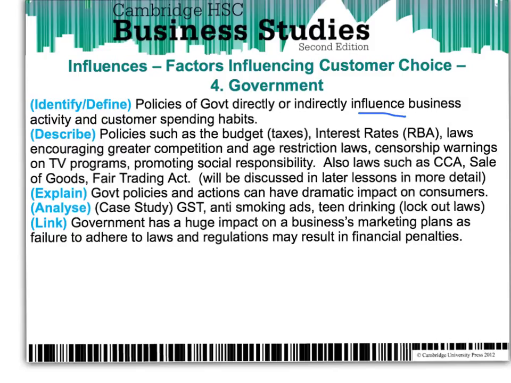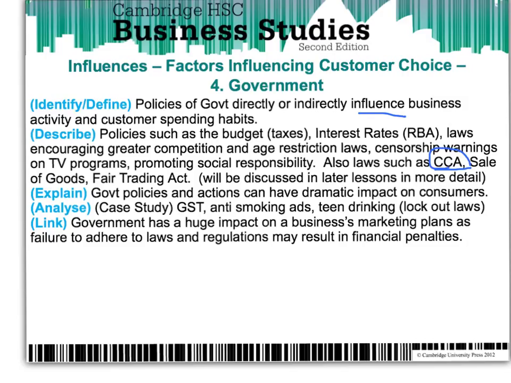Interest rates, laws encouraging greater competition. The government has a big say in that. And age restriction laws, of course, for things like alcohol and tobacco. Censorship warnings on TV programs, so what people are allowed to watch, what they're not or shouldn't be watching. And promoting social responsibility. Laws such as the Competition and Consumer Act, remember that from Year 11, you need to be aware of that. Sale of Goods and Fair Trading Act. And we'll be talking about laws very soon in one of our coming lessons and one of our PowerPoints.